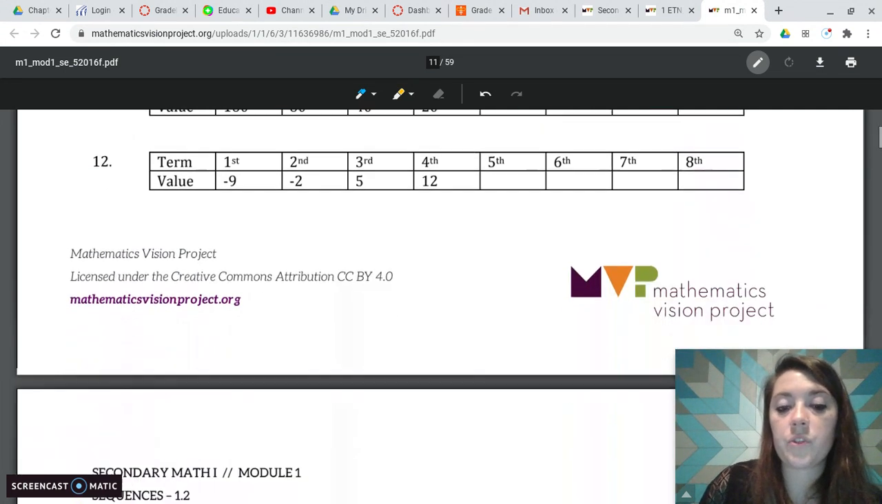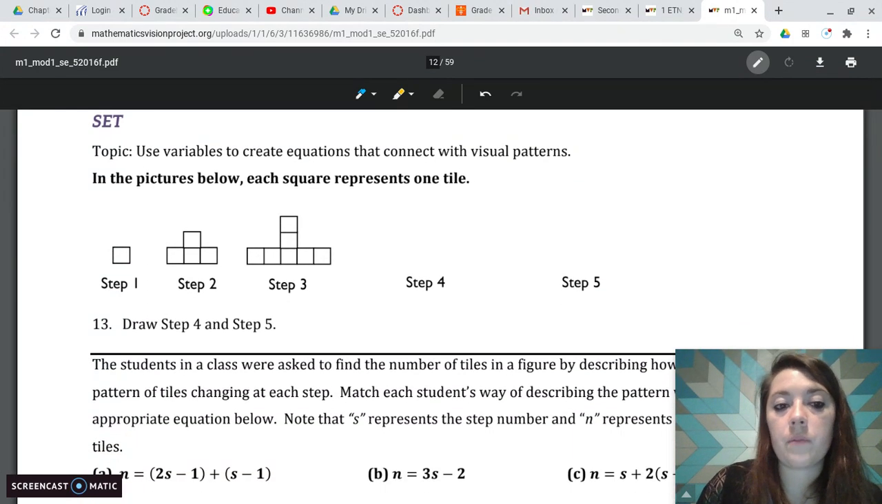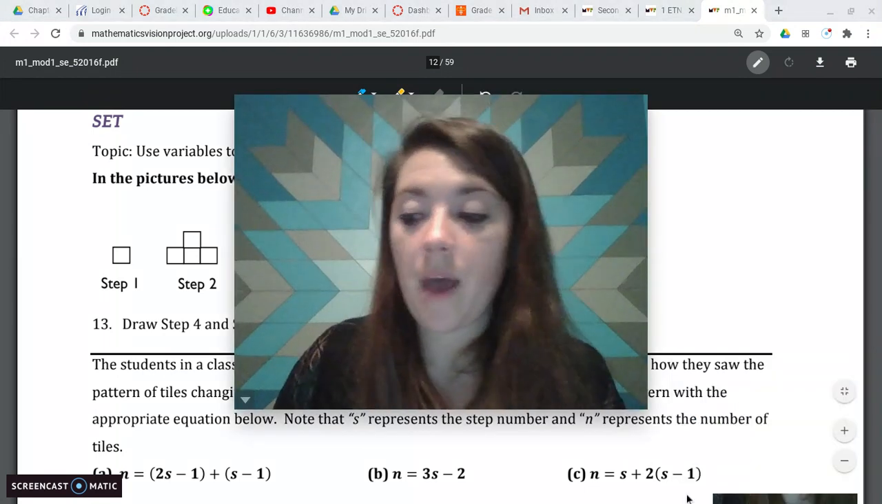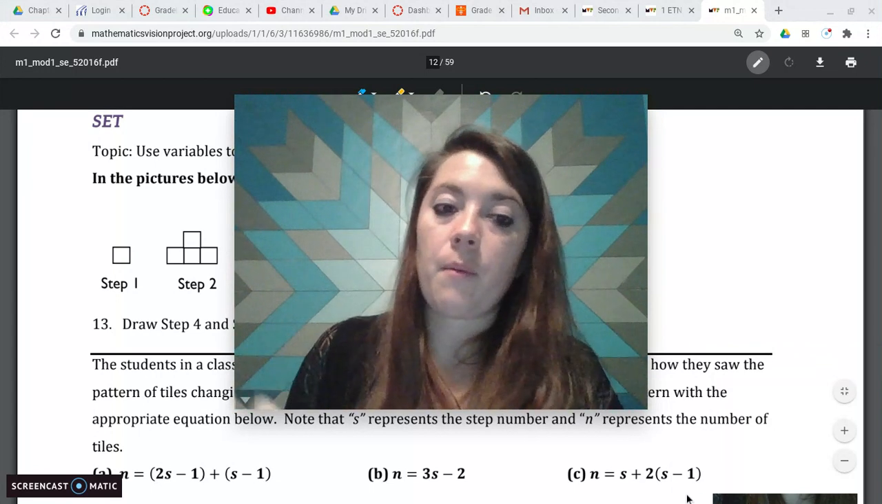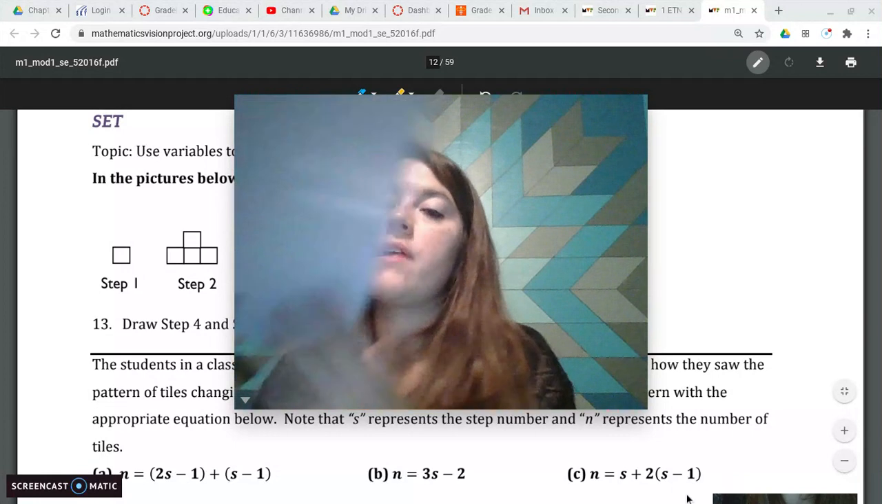All right, so the next thing we're looking at here is, in the pictures below, each square represents one tile. For number 13, we want to draw steps 4 and 5. So this is using variables to create equations that connect with visual patterns. So we're looking at this visual pattern. I'm going to do it here on my whiteboard because it's going to be a lot easier than trying to draw on there.